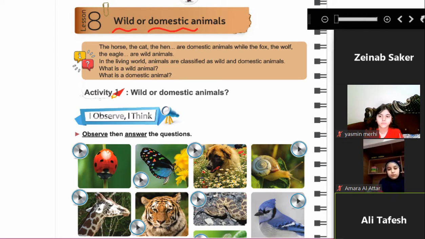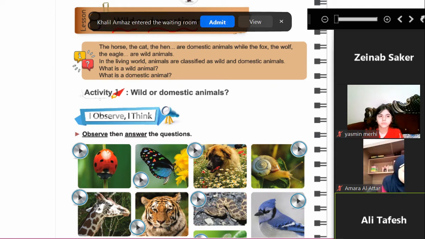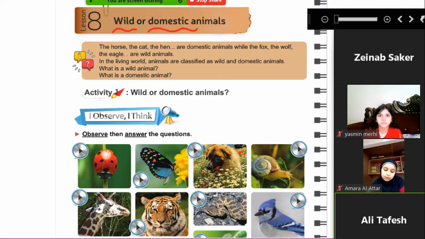As we said before, there are two kinds of plants, if you remember that: cultivated plants and wild plants. Cultivated plants need humans to grow, while wild plants don't need humans to grow. Also, wild animals don't need humans to survive. They do not need man to survive.